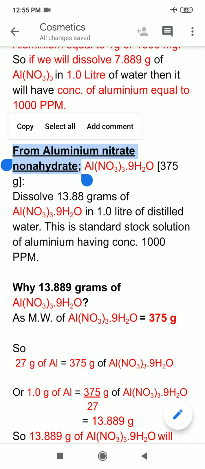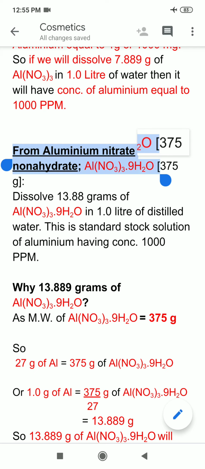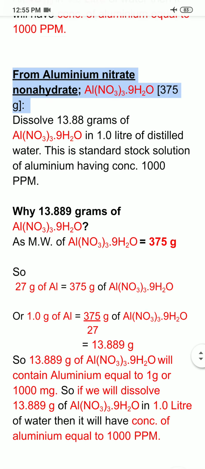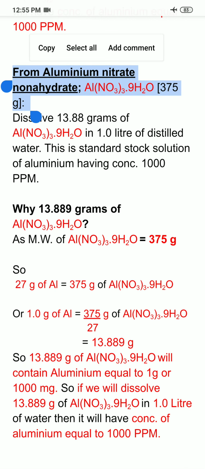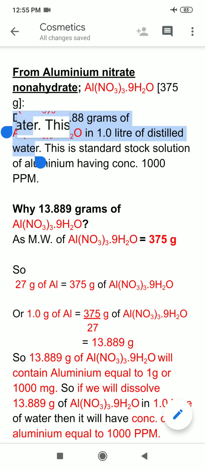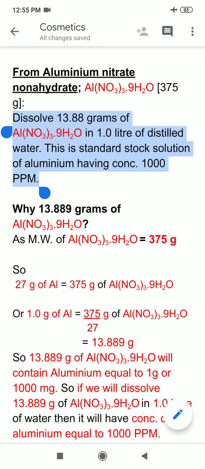Aluminium nitrate nonahydrate means it has 9 water. So its formula is Al(NO3)3·9H2O, and its molecular weight comes out to be equal to 375 grams. So for preparing a 1000 ppm stock solution of aluminium metal from this salt, we need to dissolve 13.889 grams, more accurately 13.889 grams, of aluminium nitrate nonahydrate in 1 liter of distilled water. So it will have a concentration equal to 1000 ppm.